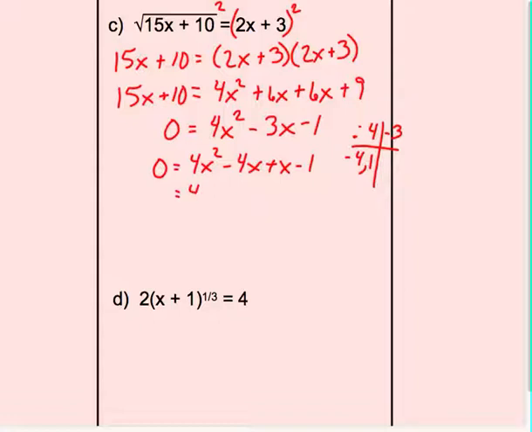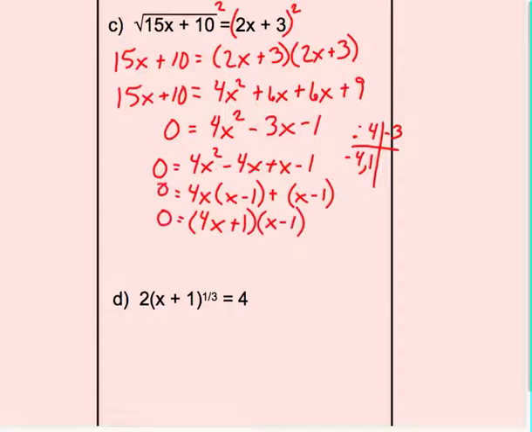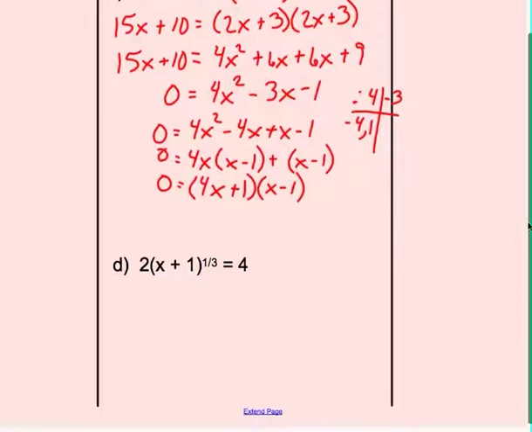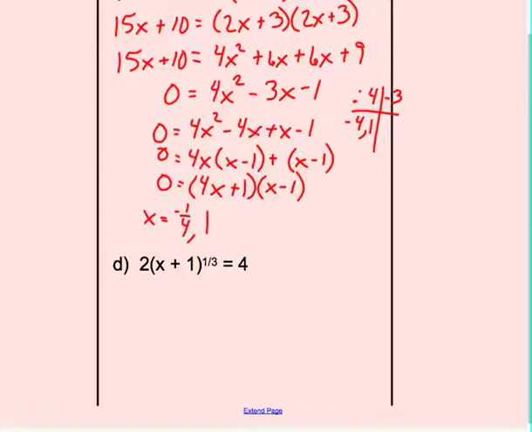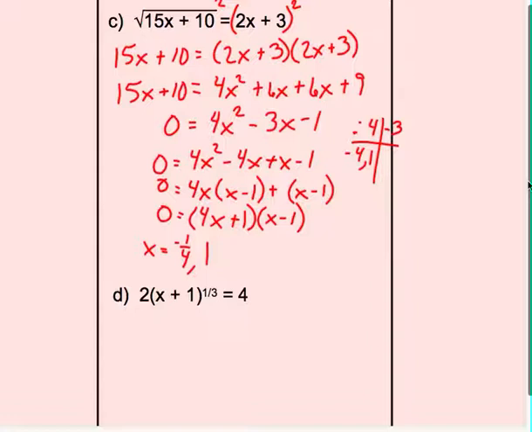Factoring out 4x from my first two terms and a 1 from my second two terms. I get 4x plus 1 times x minus 1. Zero product property, setting each term equal to 0. I get x equals negative 1/4 or positive 1. Checking my answers in the original equation. Ran out of room here, so I'm going to check off to the left.